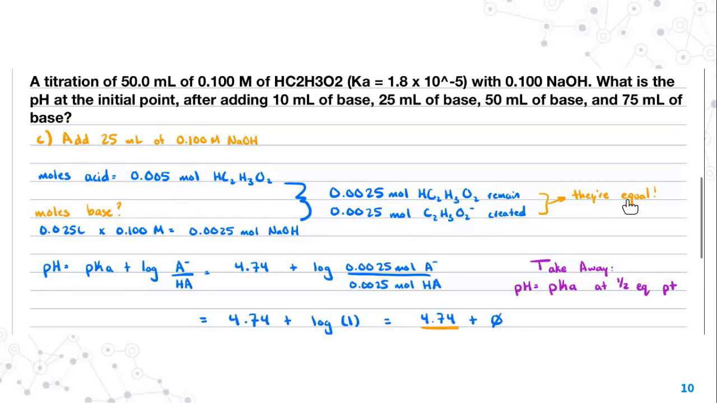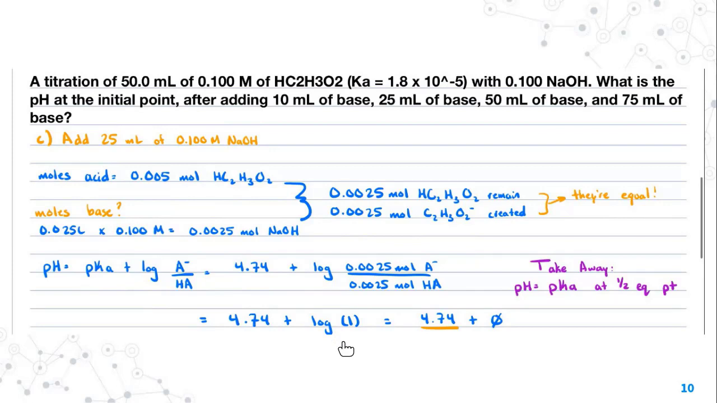And notice that they're equal. So that's going to be important. So we're at what's going to be considered the half equivalence point, where the moles of acid equals the moles of its conjugate base. So again, we have the acid and we have the conjugate base. So we use the HH equation. So we again do pKa, which I had earlier, which was 4.74 from the previous portion, and then plus log of A minus over HA. Again, they're the same. So we have 4.74 plus log of 1.